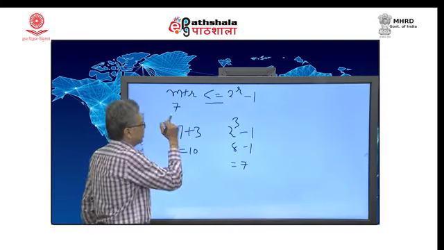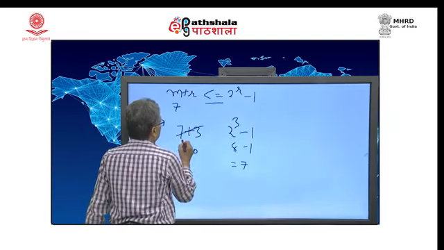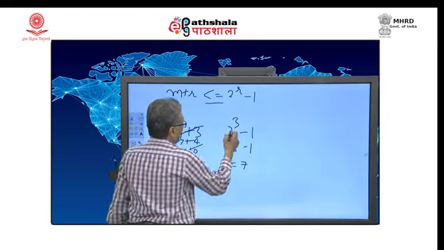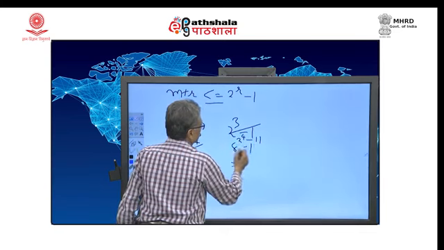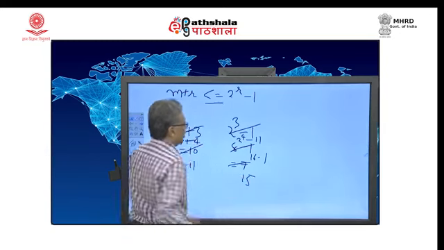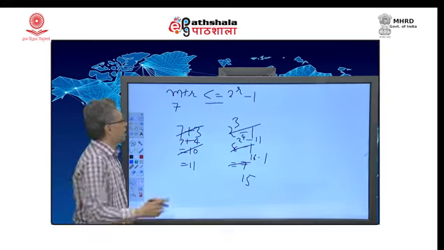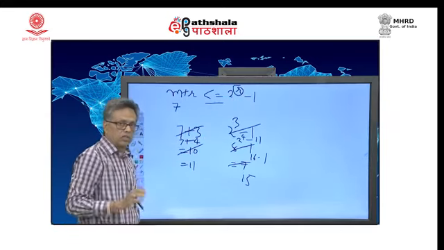So, let me take it 4. So, it makes it now 7 plus 4, that makes it 11, and it is 2 raised to 4 minus 1, that is 16 minus 1, that makes it 15. When this value is 4, this equation holds. Point is, the r value, minimum r value is 4.